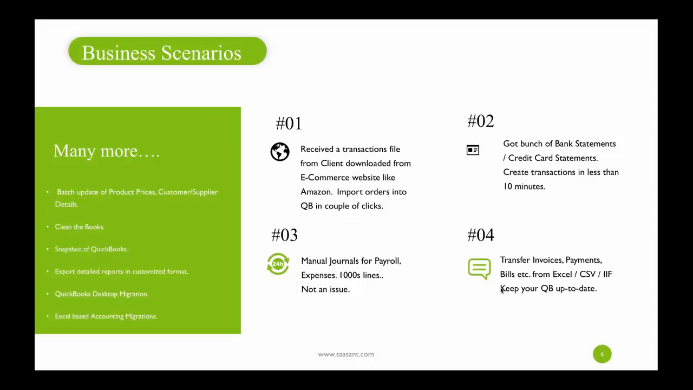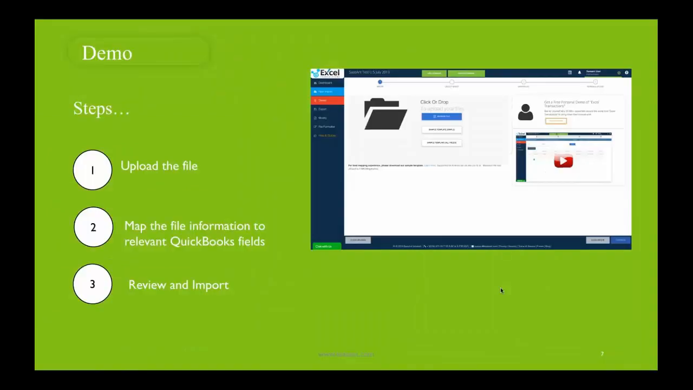So not only that, if you want to migrate from desktop and you have to bring the data from desktop, all those things are possible. And Excel Transaction is for online, but we do have products for desktop which can generate data for the online version, and you can use Excel Transaction to import here. So let's now get into a real demo.